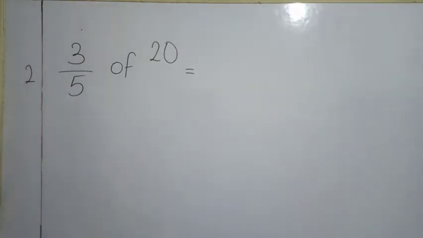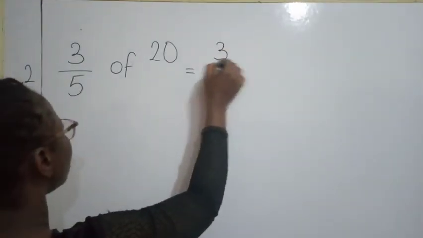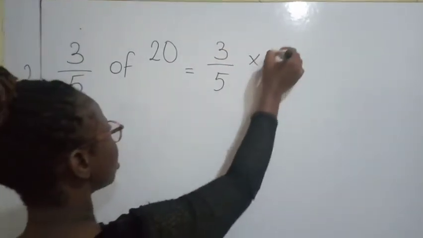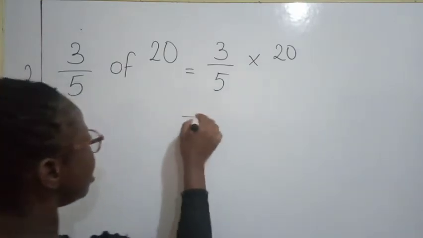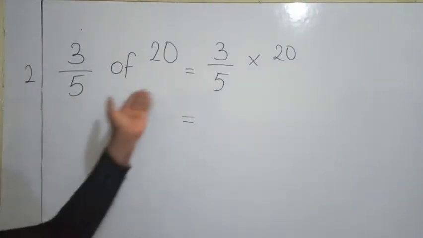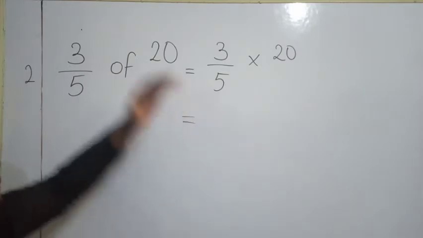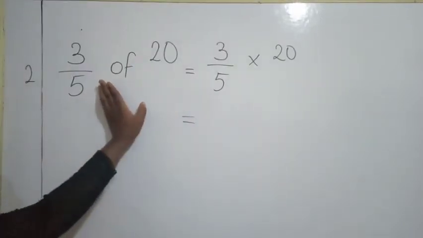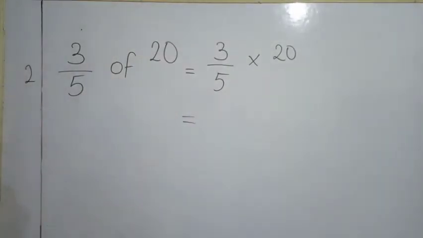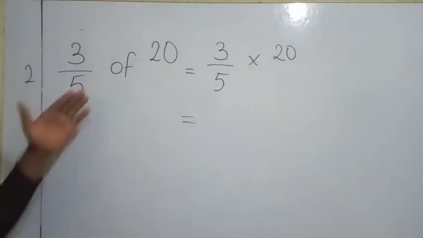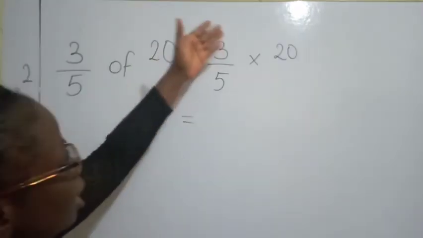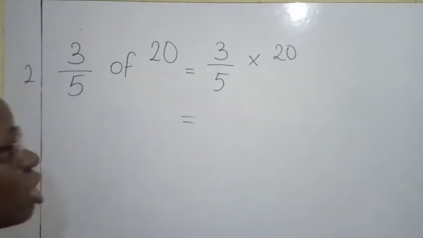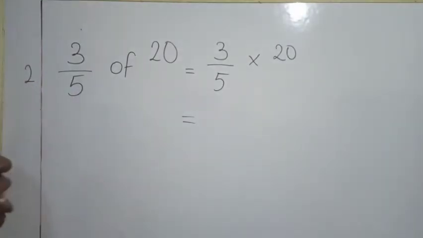I've told you in the first example that "of" means times. So I can change it. 3 all over 5 times 20. Okay? In some books, they will just go ahead and do it straightforward without changing because they already know that "of" is times. Then I said earlier that for some people, they will have to multiply the numerator with this. But as you multiply, you get a bigger number. So it is advisable that you first divide before you multiply to make it very easy for you.